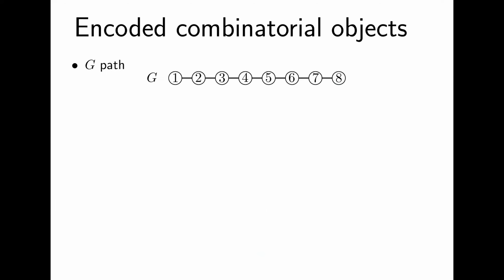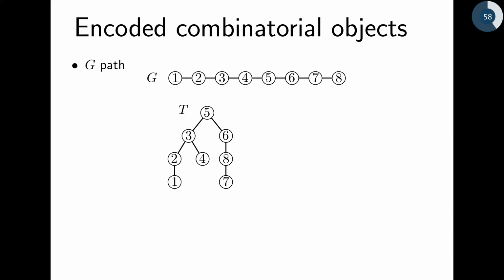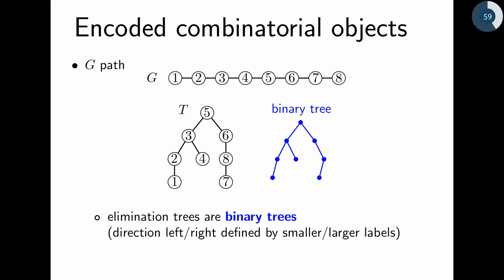If I choose for this graph G a path labeled 1 up to n, then what are the elimination trees of paths? If you remove a vertex from a path, you always have a left subpath left and a right subpath left. So this means that every node has two descendants unless there's no path left. So this means the elimination trees, they are binary trees. So the elimination trees of paths are binary trees.